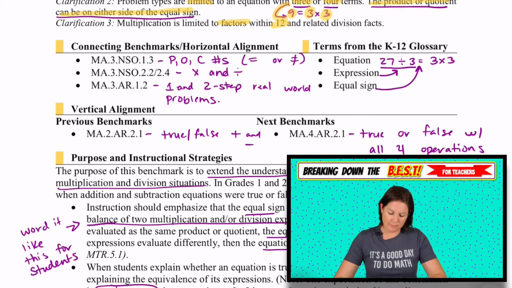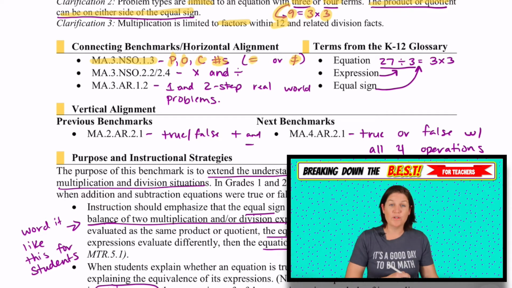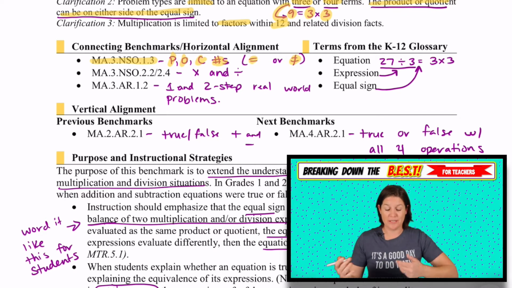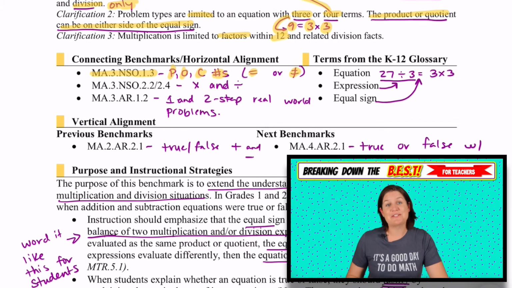All right, so connecting benchmarks. MA.3.AR.2.2 is connected to MA.1.NSO.3.3, plotting, ordering, and comparing numbers. And at first I was like, why is this a connecting benchmark? I don't understand. And then I thought about it, and in that benchmark we're talking about whether values are equal or not equal. And basically that's what we're doing at the end. We're solving both sides of the equation and determining, are they equal or not? So that totally connects. So good job, Florida Department of Education.